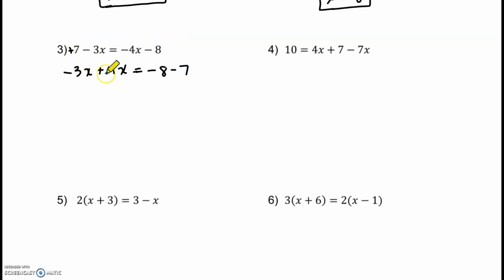Let's go ahead now and evaluate. Negative 3 plus 4 is 1x, and we know we don't have to write that 1 there. And then we'll solve negative 8 minus 7, which is negative 15. So we know this is just x equals negative 15.